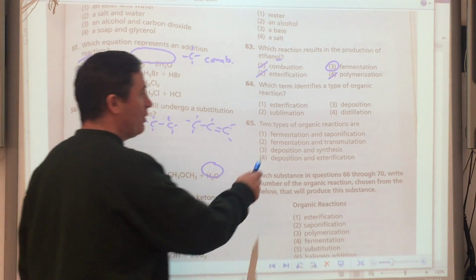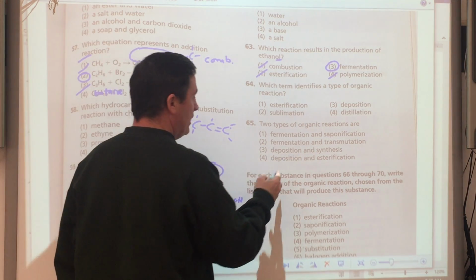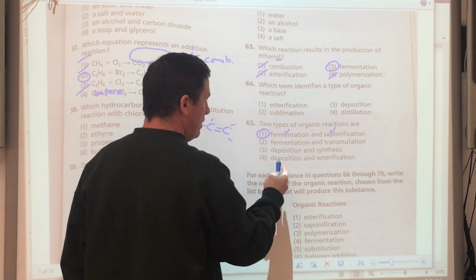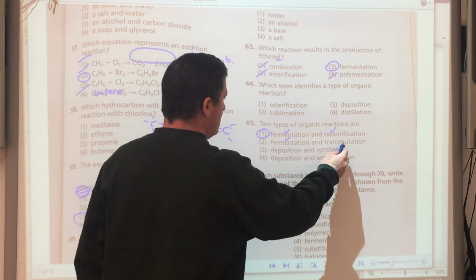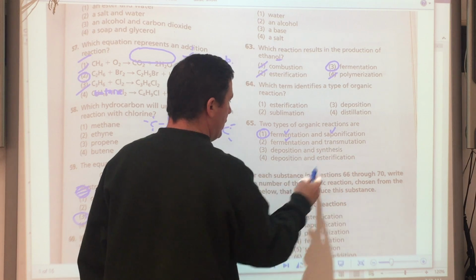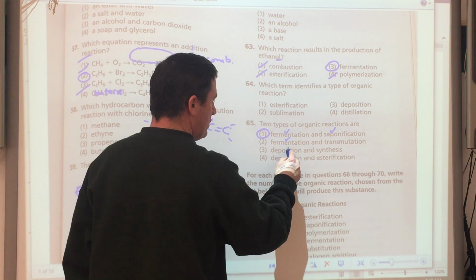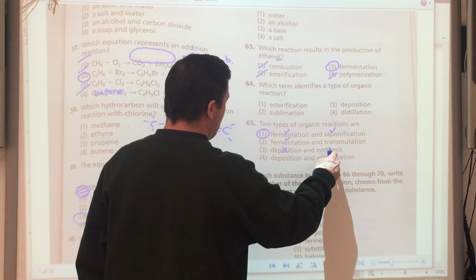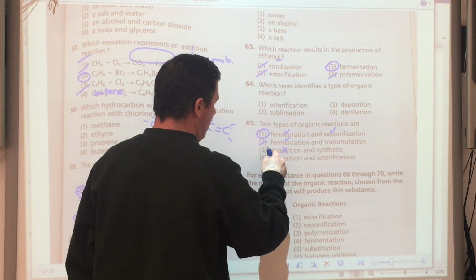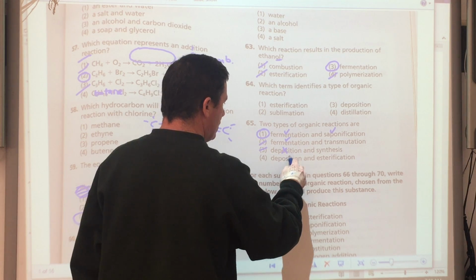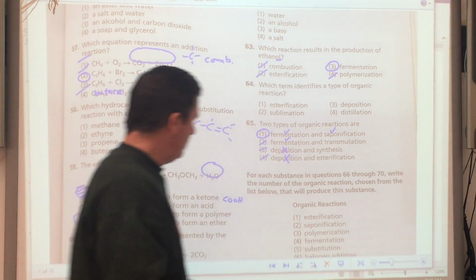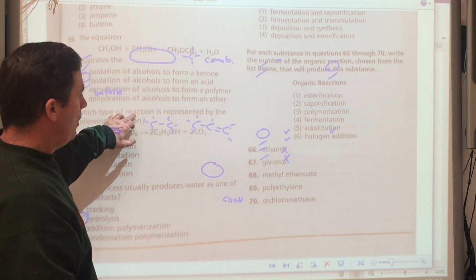65. 2 types of organic reactions. This is just identifying again. This is one, and this is one. This is actually the answer then. Fermentation is one. Transmutation we haven't learned about. That's nuclear. Deposition is not one. That's a physical thing. Synthesis is too general, so we can't accept that one. And deposition is also a physical process. And lastly, at the end, I wanted you to do all of those.